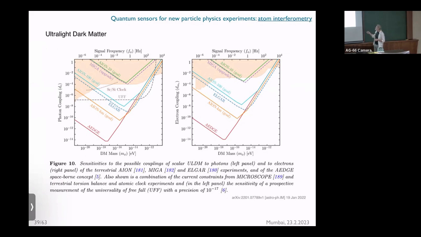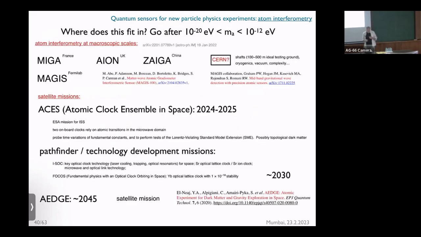And the sensitivity of these kilometer scale atomic interferometers on Earth and then in space can be shown here. You can probe dark matter masses well below the 10 to the minus 11 electron volt range that is covered by the standard axion searches. This is for the couplings to photons. This is for the couplings to electrons. But you can see that atom interferometers can reach far beyond what is currently possible with atomic clocks or universality of free fall experiments that exist. And of course, that's the idea.